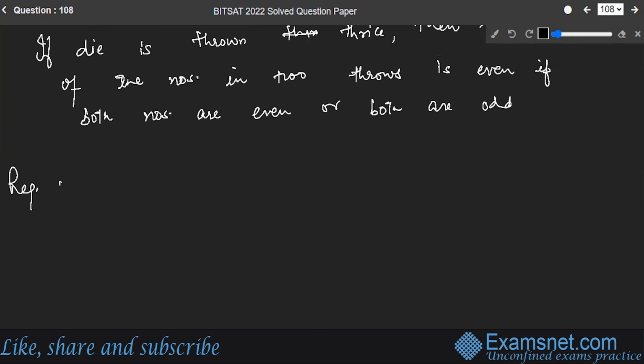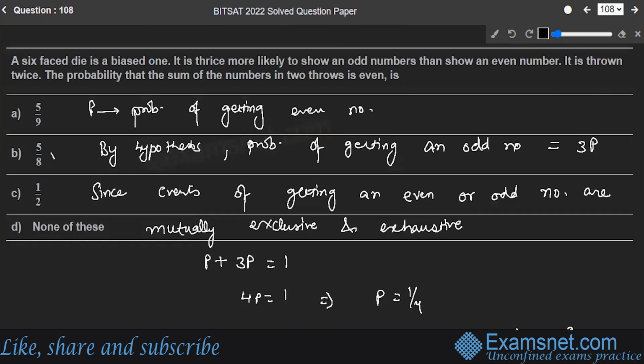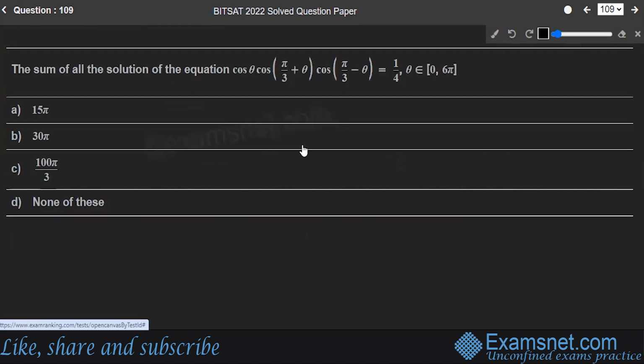Therefore, the required probability will be equal to 3 by 4 into 3 by 4 plus 1 by 4 into 1 by 4. This gives me 9 by 16 plus 1 by 16, or 10 by 16, or 5 by 8. This is the answer to the question, 5 by 8. We have option B as the correct answer. Hope you got that. Next is question number 109.